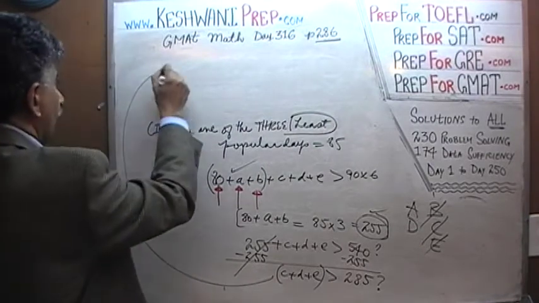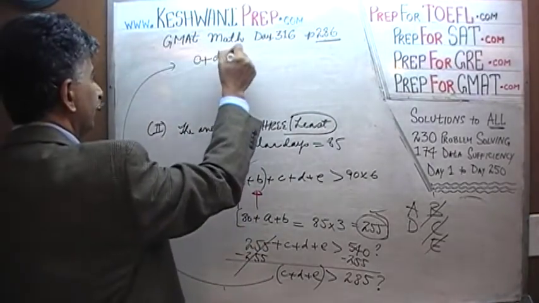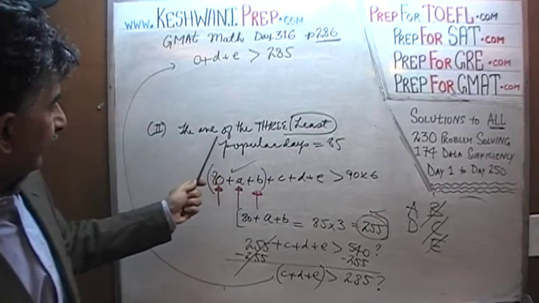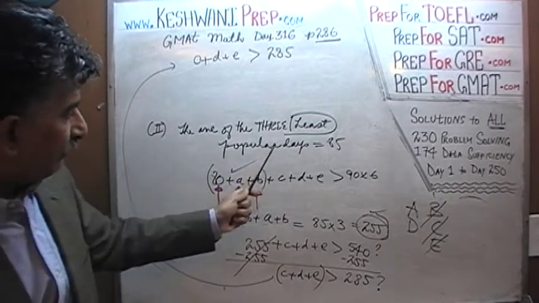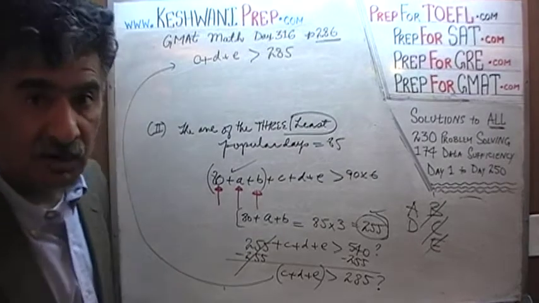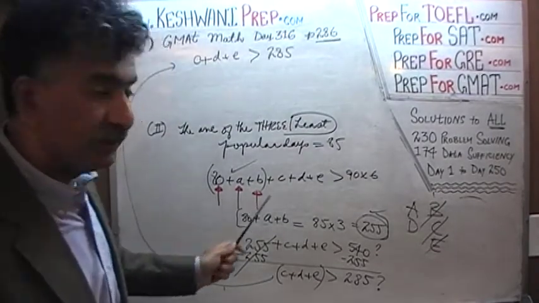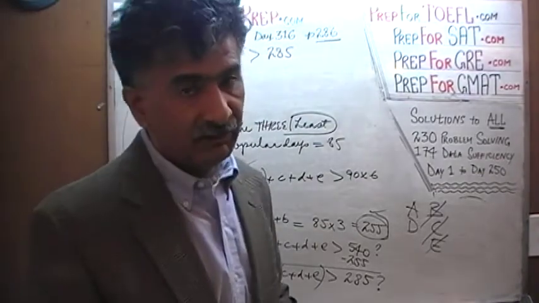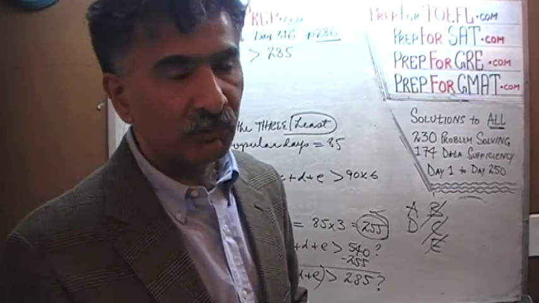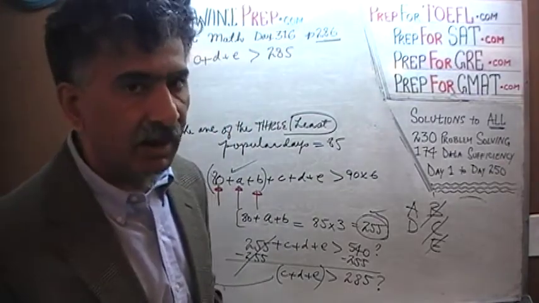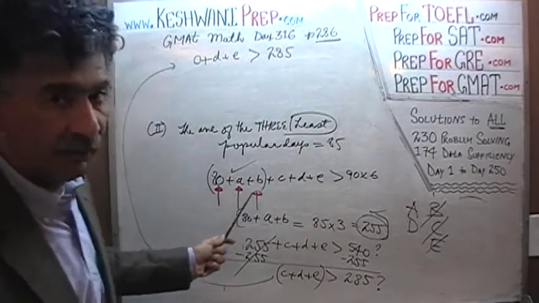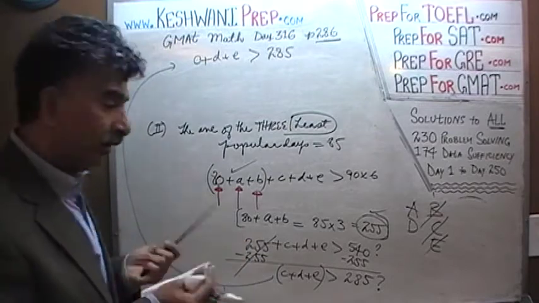Let's continue. The question that we have to answer is, is C plus D plus E more than 285? Well, we know that the average of the three least popular days is 85. Of course there are many possibilities for the average to be 85. Not infinite, as soon as I said it I realized, because these have to be integers. These are people. It's very difficult to have 2.1 people. But there are a wide number of possibilities where 80 plus A plus B would have an average of 85. We'll keep our world very simple.